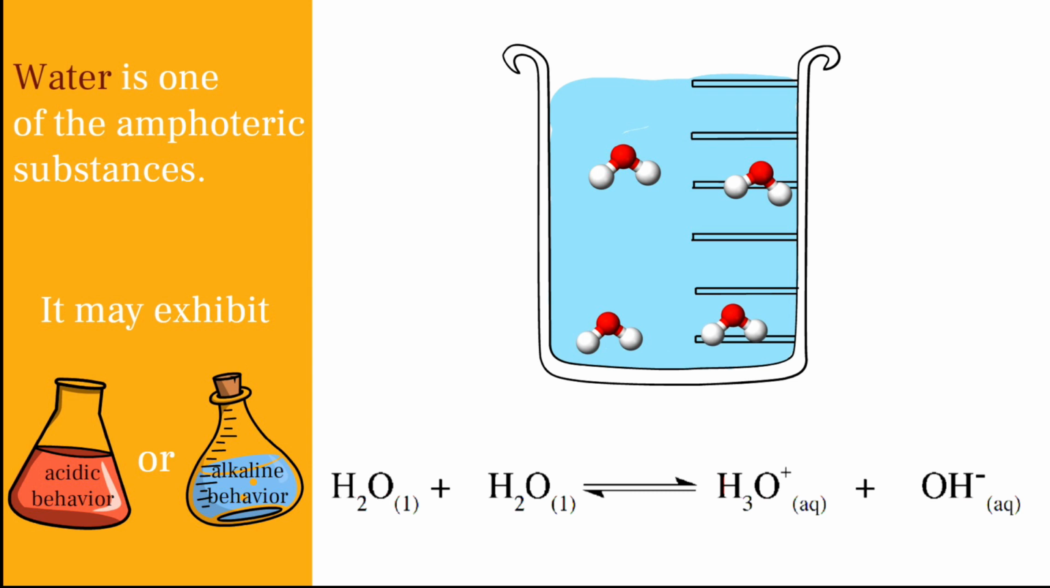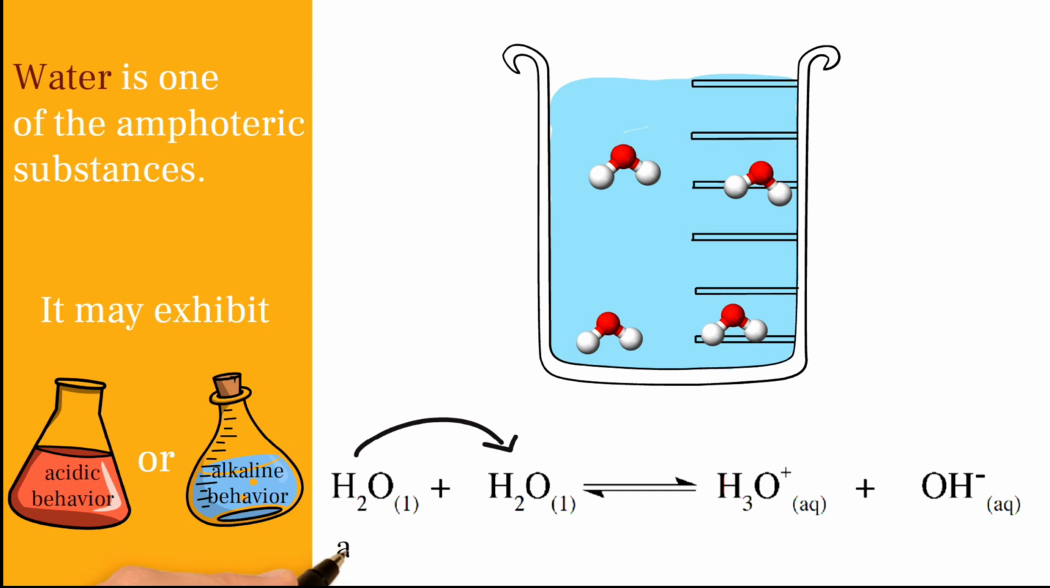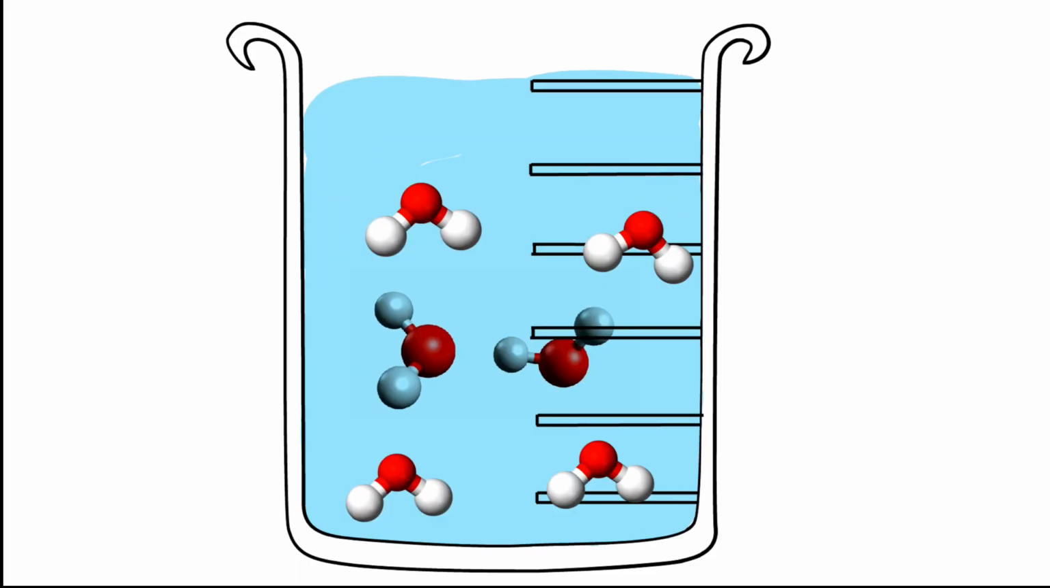We notice that one of the water molecules is a proton donor, the acid. The second molecule is a proton receiver, the base. This will produce positive hydronium ions H3O+ and negative hydroxide ions OH-. As we see, these ions are in equilibrium state with the other non-ionized water molecules.